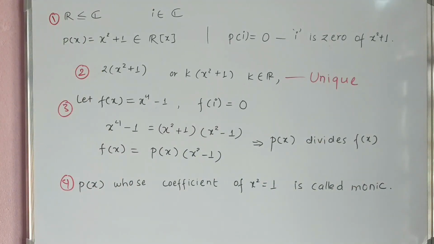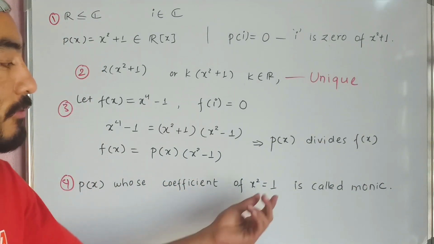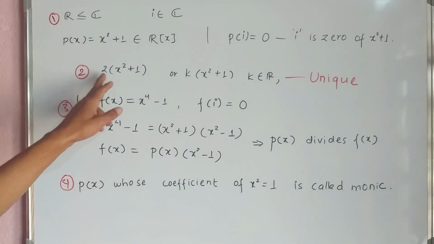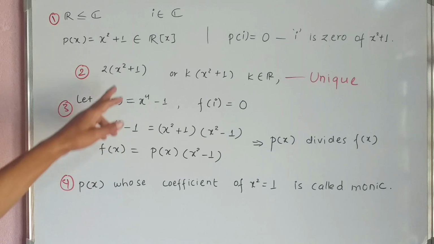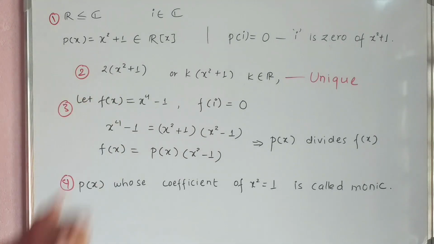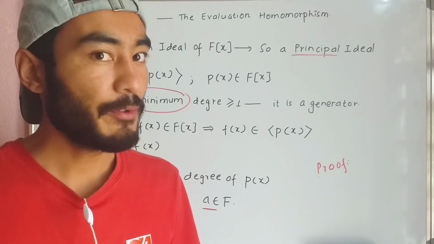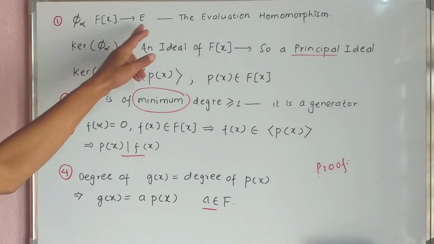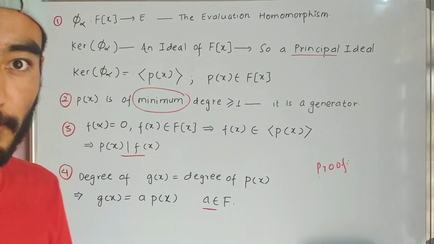Fourth, we have p(x) whose coefficient of x squared is 1, which is called monic. For the polynomial 2 times x squared plus 1, the coefficient of x squared is not 1, so this polynomial is not called monic. Now we proceed to the proof. First, phi alpha from F[x] to E is the evaluation homomorphism.